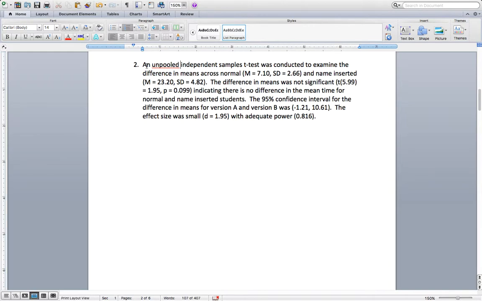So guys, the difference in means, come in and report. Notice that our test statistic is 1.95, our p-value is 0.10, so indicating there's no difference in mean, and I should come in and call that reading time for normal and name inserted students. The confidence interval for the difference between version A and version B is 1.21 and 10.61. Effect size was small, but we had adequate power. All right, so that's how we would write this up. So we'll go on to question number 3 now.